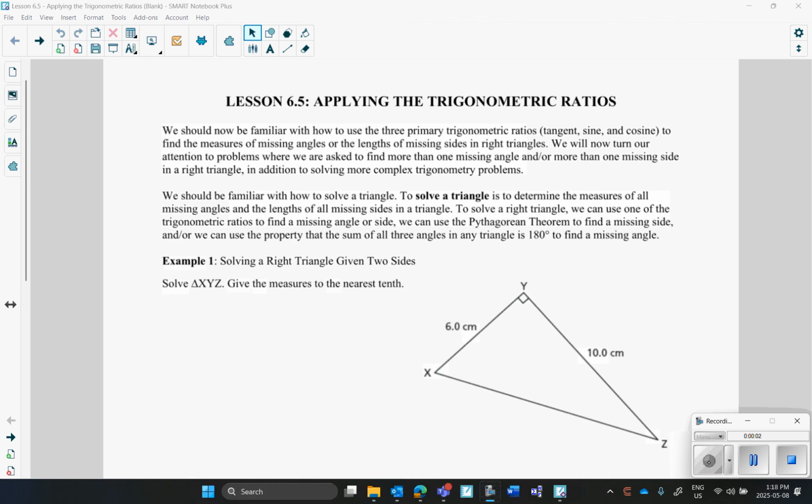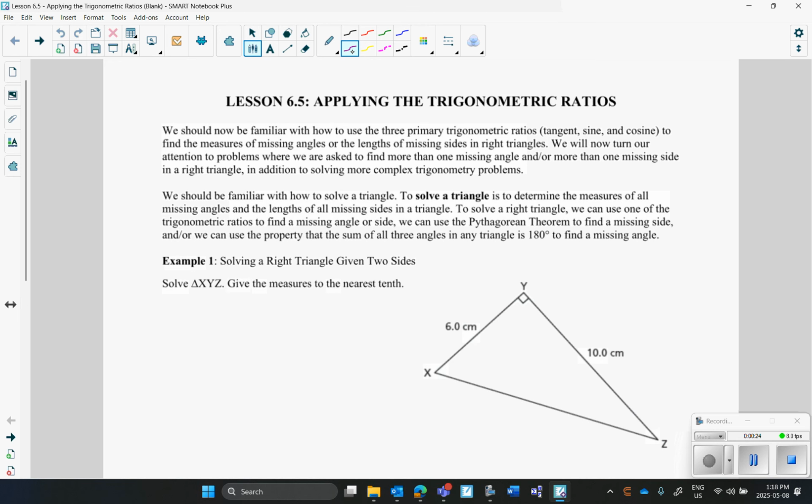So what we're going to do for the rest of this unit, now that we know basic trig, is learn how to apply it in problem solving situations. Okay? So you know 3 things about right triangles that you need to keep in your head.